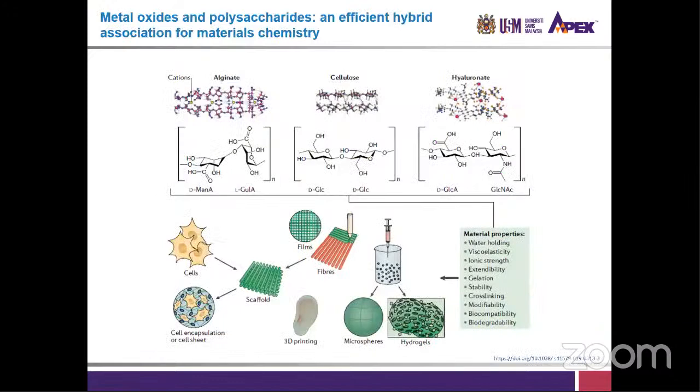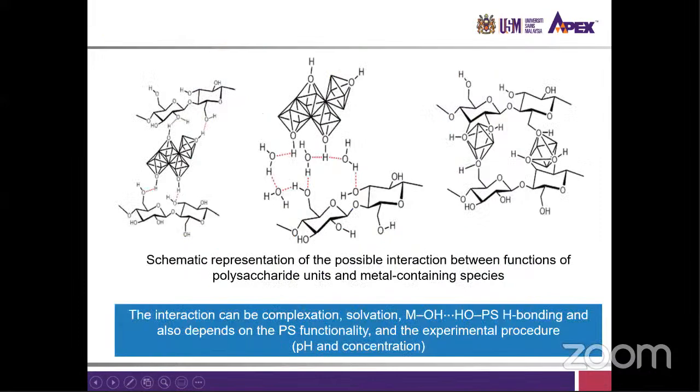All right, so this is a mechanistic diagram about the metal oxides and the polysaccharides as an efficient hybrid association for material chemistry. You can see lots of preferential sites here, for alginates especially. It can trap cations. And cellulose has a lot of hydroxyl groups, and hyaluronates as well. So what is actually happening? The mechanism.